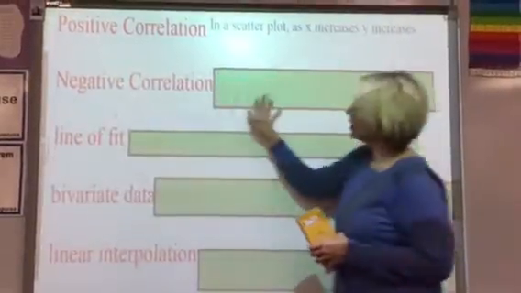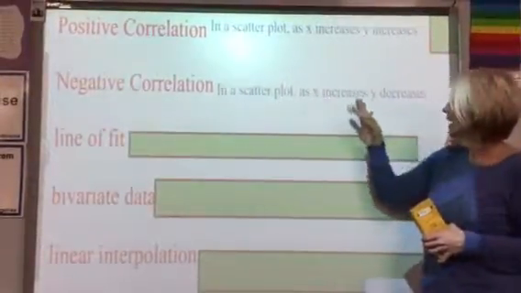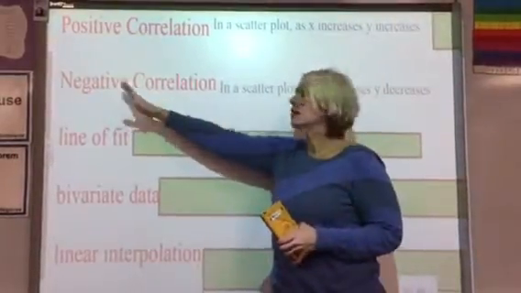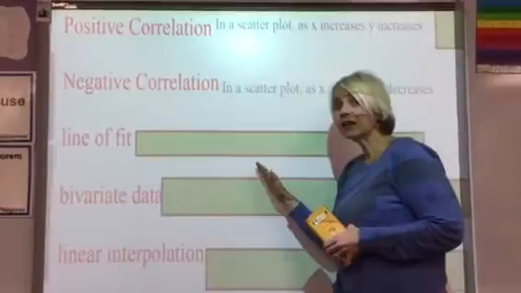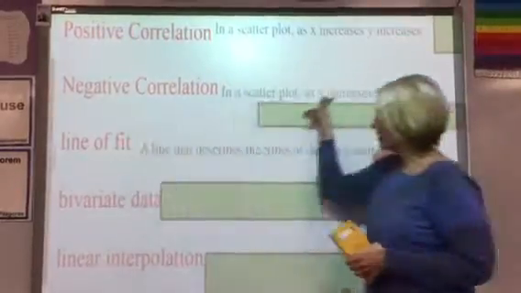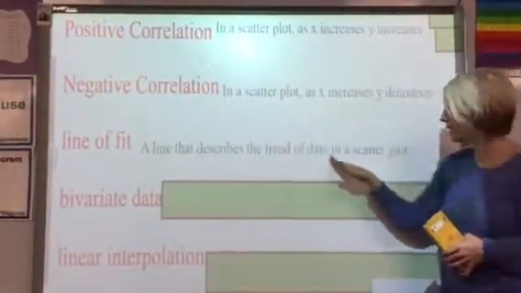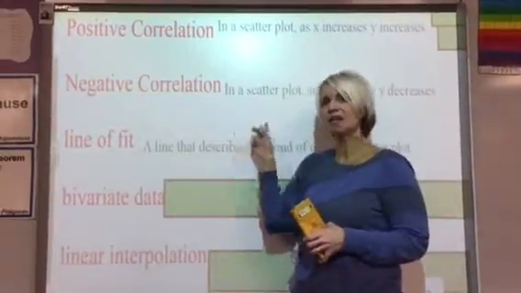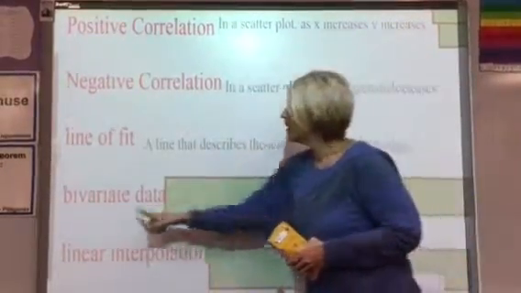A negative correlation is when, in a scatter plot, as x increases, y decreases. So it looks like a negative slope. If you read it from left to right, it's going downhill. A line of fit is a line that describes the trend of data in a scatter plot. We're basically going to pick 2 points and connect them to create a line.